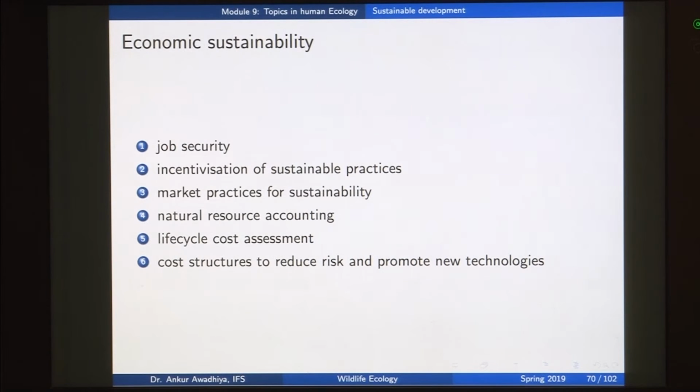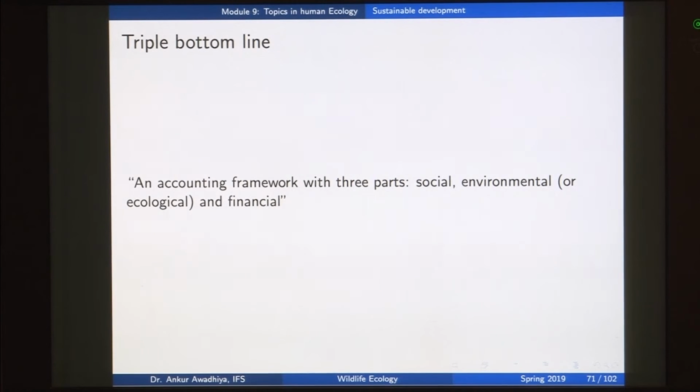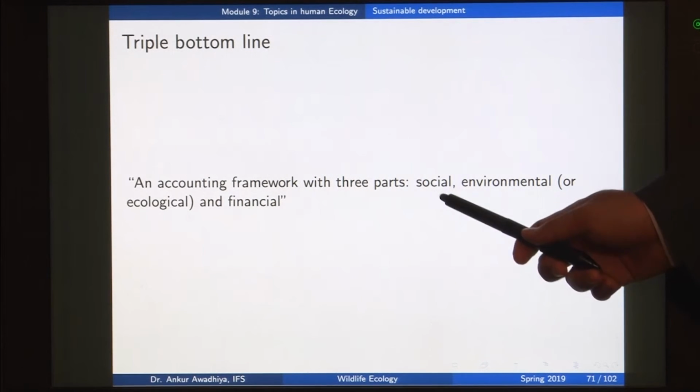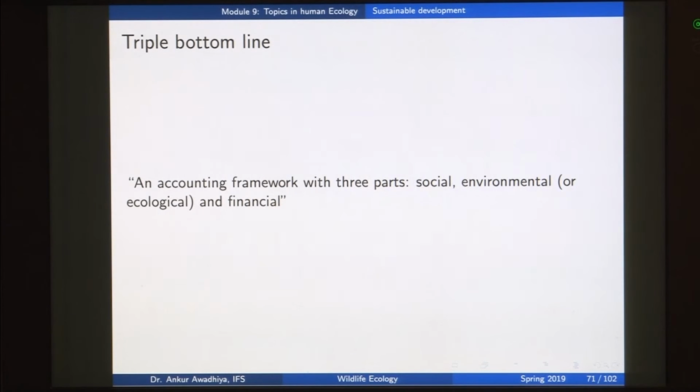And when we include all these three kinds of sustainabilities into our accounting framework, we talk about the triple bottom line. So, bottom line is a concept that is used in finance and economics, which tells us what is the profit or the loss of any particular company. Now, when we talk about the triple bottom line, we are talking about an accounting framework with three parts.